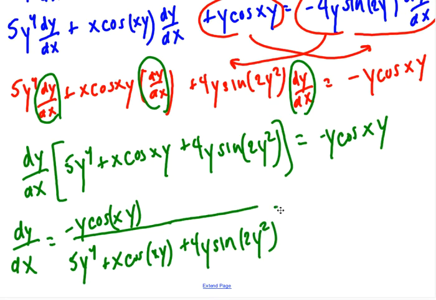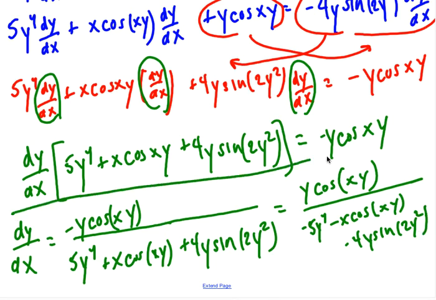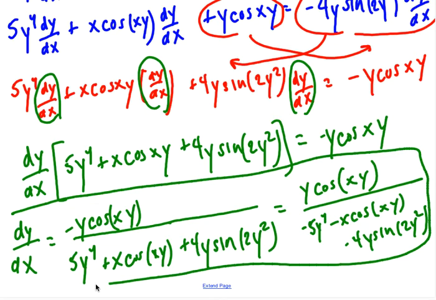Okay, so that's all fine. If you had gone the other direction and moved, instead of doing the flip-flop I did up here where I moved this to the right-hand side and the other thing to the left-hand side, you'd get exactly the same answer but with opposite signs. So the top would be positive, y cosine of xy, and then every sign on the bottom would have come out negative. So negative y, 5y to the 4th minus x cosine of xy minus 4y sine of 2y squared. Okay, so again, same answer. It just depends on which side you added them to. It's not a big deal. Okay, that was a long problem.